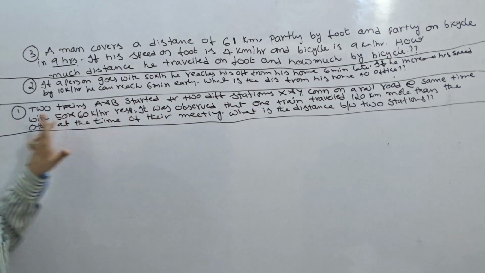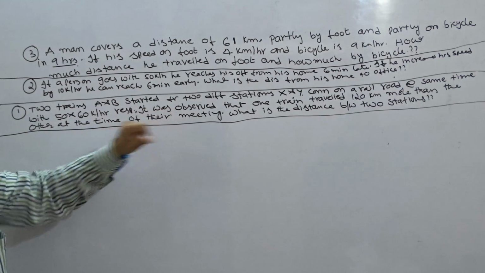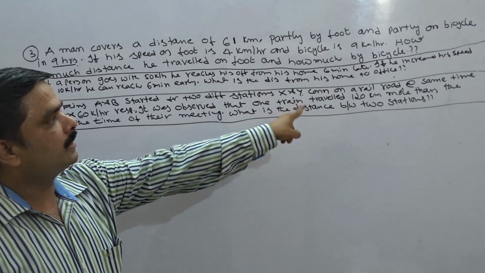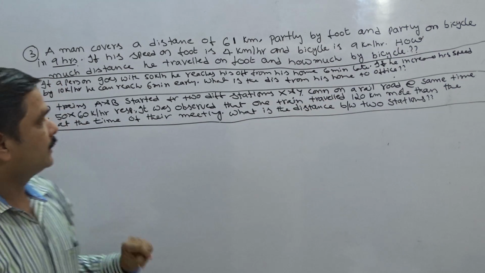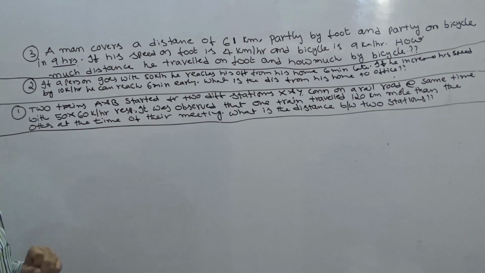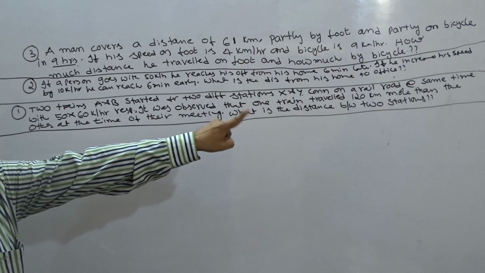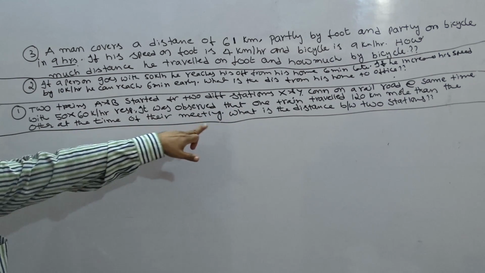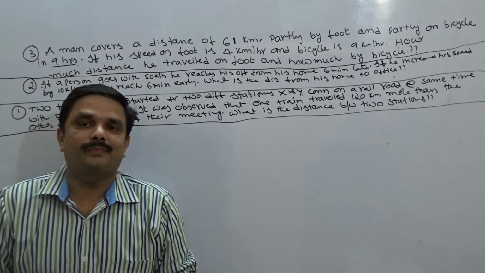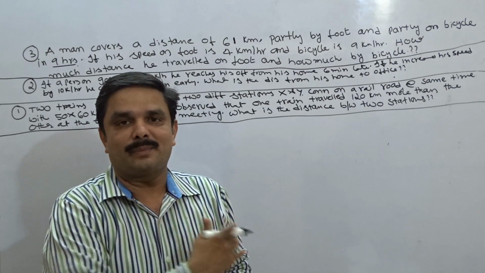Now just listen to the problem first. The problem they have given in this way. 2 trains A and B started from 2 different stations X and Y, connected on a railroad, at the same time with 50 and 60 kilometers per hour respectively. It was observed that one train travelled 120 kilometers more than the other at the time of their meeting. What is the distance between the 2 stations is the question. Actually, this question has been taken from SSC, Staff Selection Commission examination.